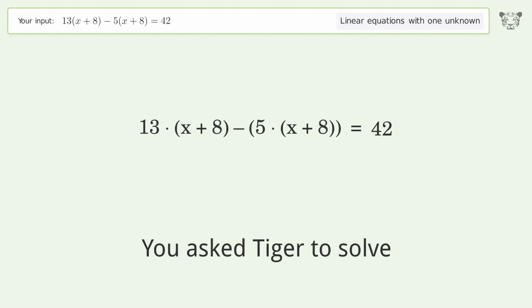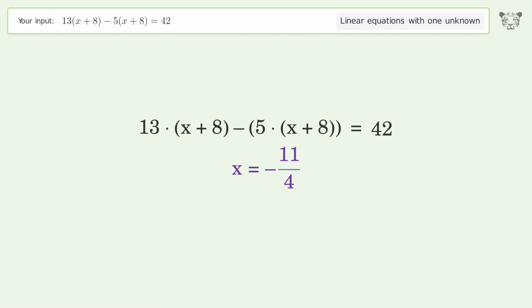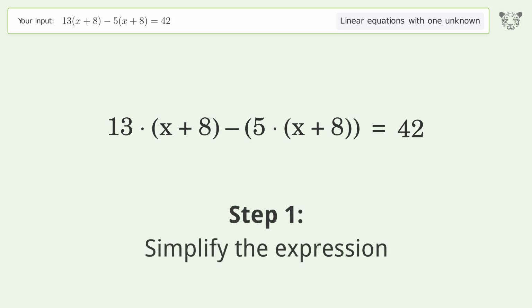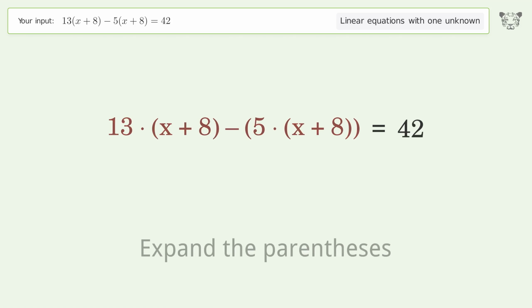You asked to solve this. This deals with linear equations with one unknown. The final result is x equals -11/4. Let's solve it step by step. Simplify the expression. Expand the parentheses.